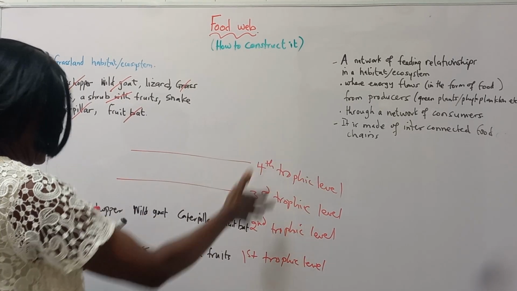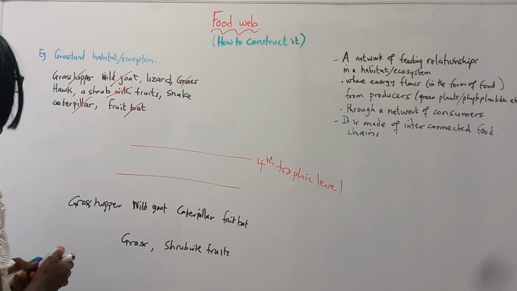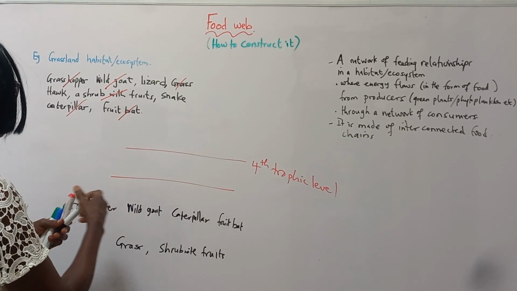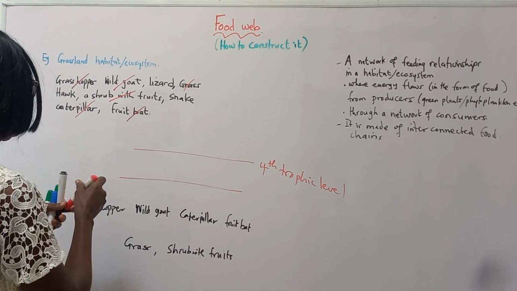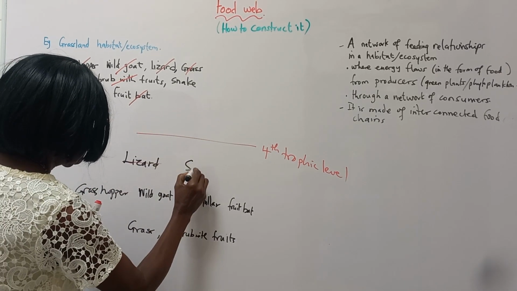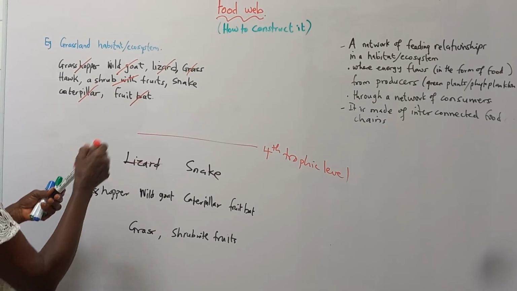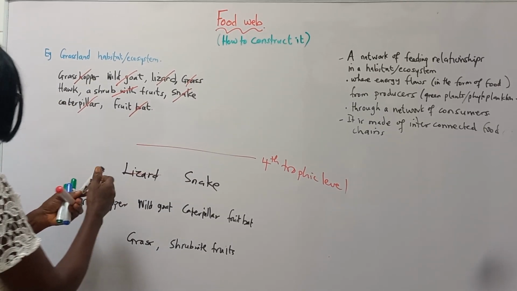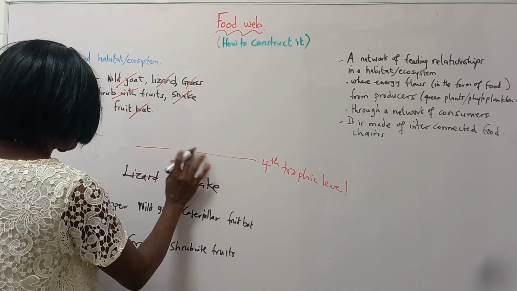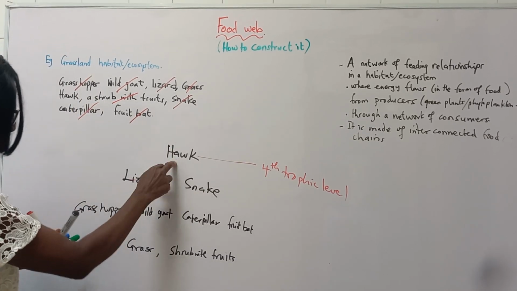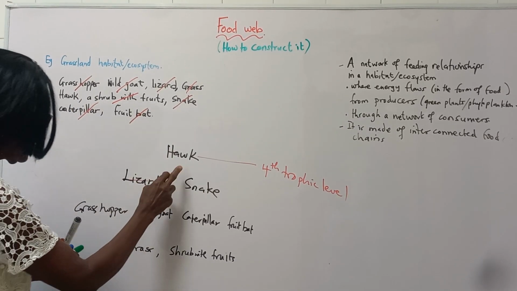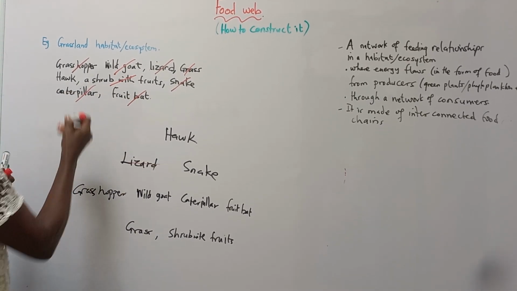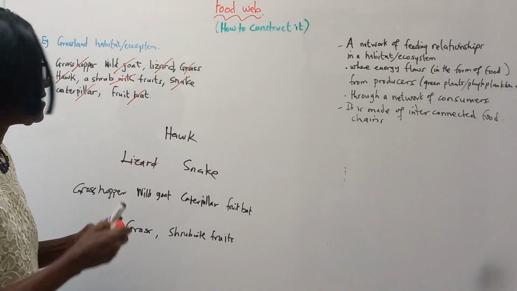So we put in organisms on the third trophic level, the organisms that will feed on these. And here we have the lizard and the snake. These can form the third trophic level. And looking through, we have the hawk, which will stand in the fourth trophic level because the hawk will feed on the snake and the lizard. So looking through, all the organisms have been cancelled out so that you don't leave any organism out.